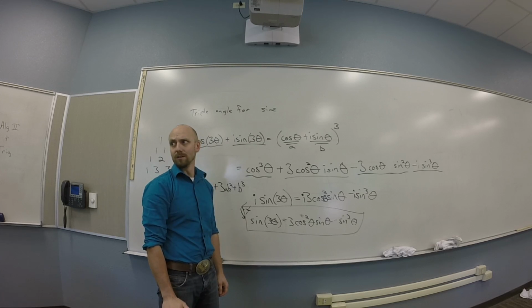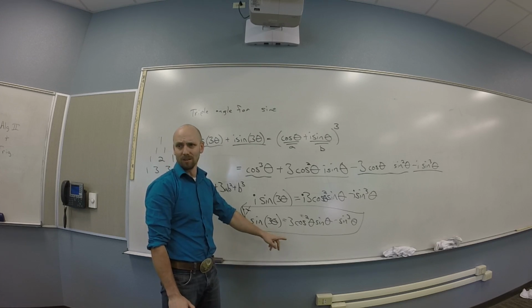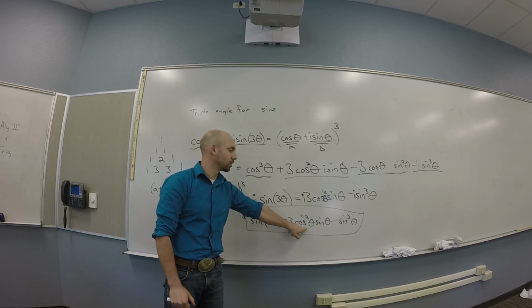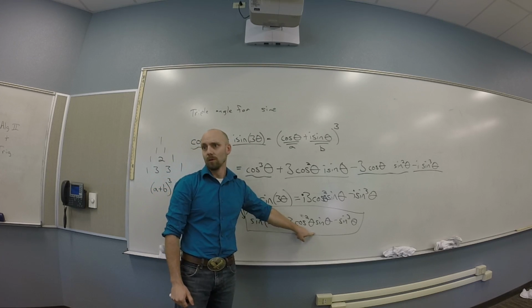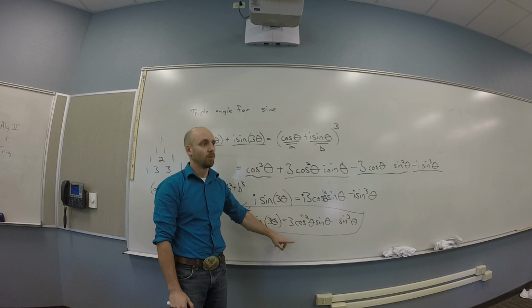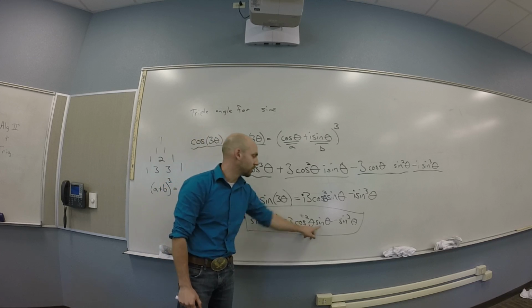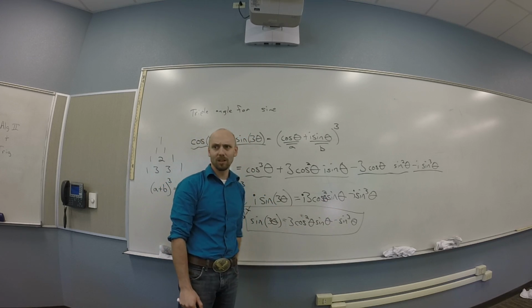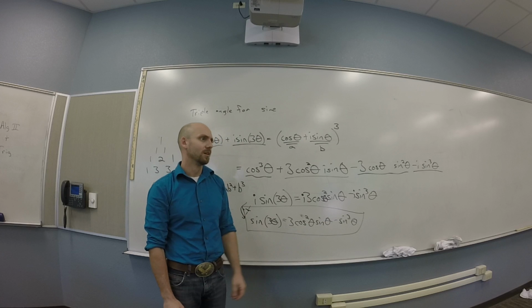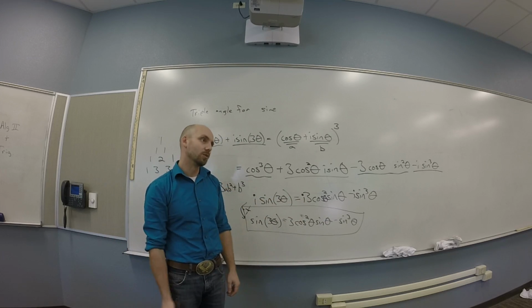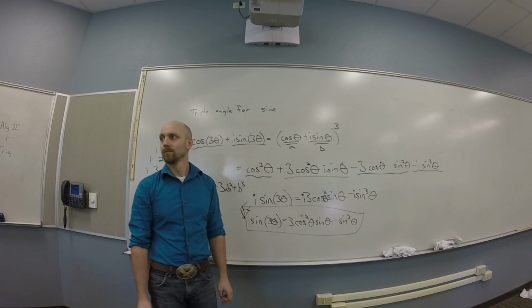You guys cool with that? You guys see sort of how that would work? You replace cosine squared with 1 minus sine squared, and then you'd have to distribute here, and then you could maybe collect some sine cubes. You're still going to have 2 terms. You're not going to do much better than this. Cool?